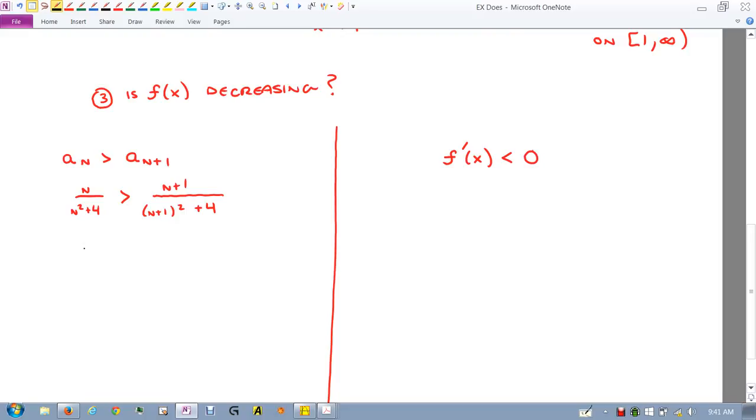So I'm going to multiply out the bottom. When I multiply this out, I get n squared plus 2n plus 1. Then I add 4 to it, so I get n squared plus 2n plus 5. And then you could do some sort of cross multiplication here. If you want to call it cross multiplication, it's kind of dangerous to say that, but multiplying both sides by the LCD is what you're doing.